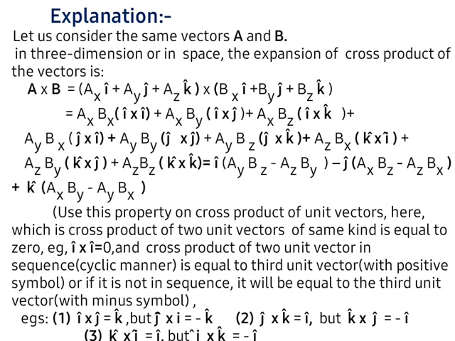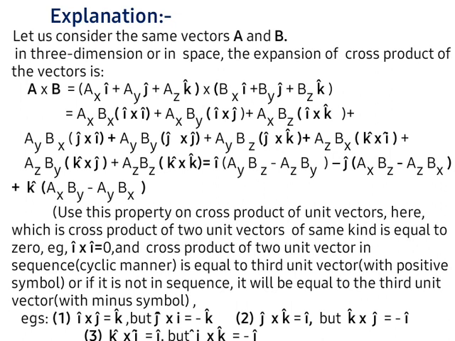Here we have to use the property on cross product of unit vectors, which is cross product of two unit vectors of same kind is equal to 0. Example, i cross i is equal to 0. And cross product of two unit vectors in sequence or cyclic manner is equal to third unit vector, which is with positive sign. Or if it is not in sequence, it will be equal to negative sign of the third vector.